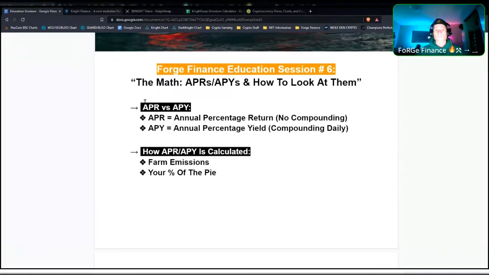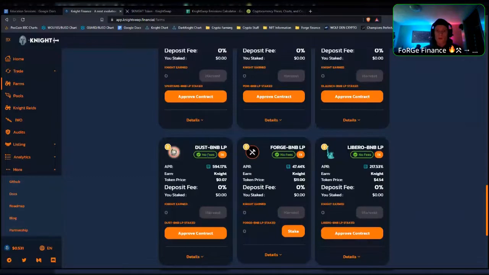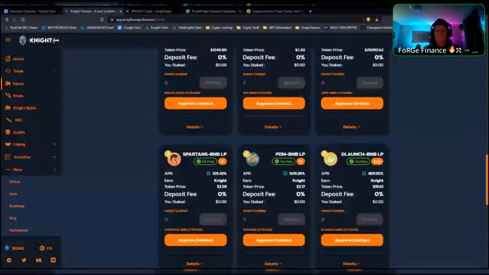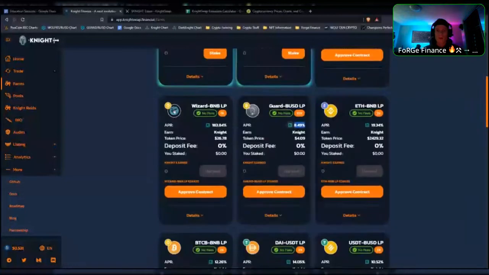Compounding for us: we stake our forge BNB LP and we earn night. There are several things you can do with this. Technically, what an auto compounder does, if you look at Guardian BUSD and its auto compounder, is take the night you earn every day, sell half of it to buy guard, and sell the other half to buy BUSD. It pairs those two halves together and puts it back into the LP for you. This is what we're doing manually right now.